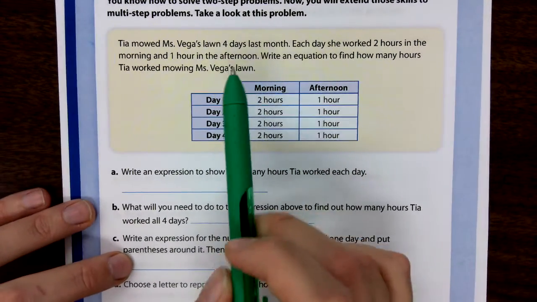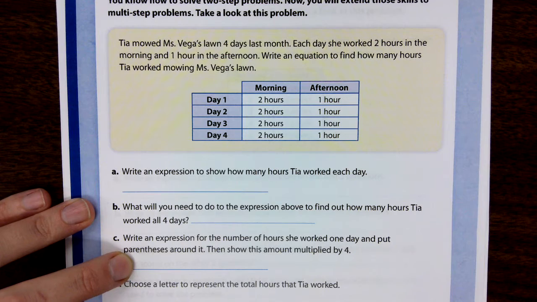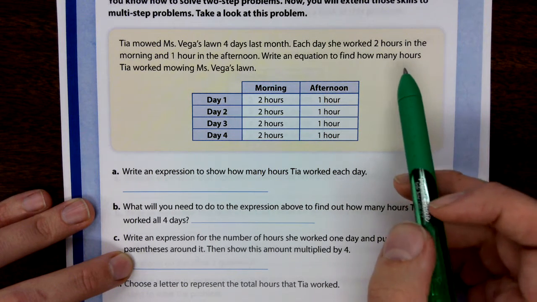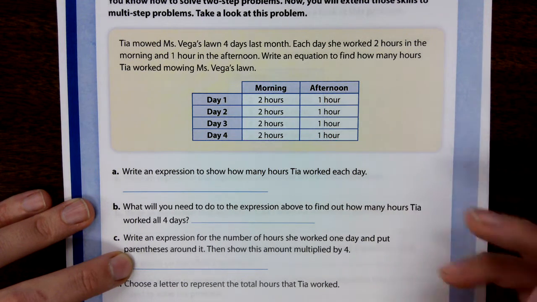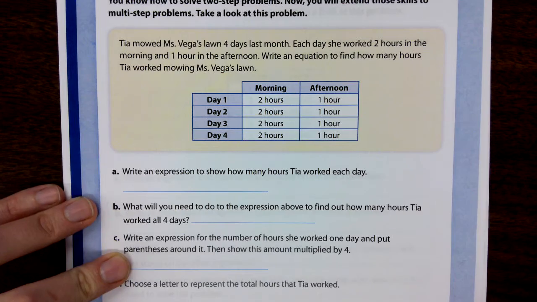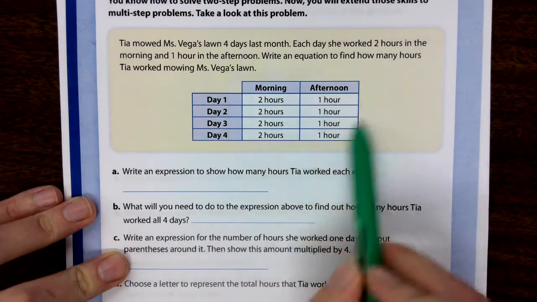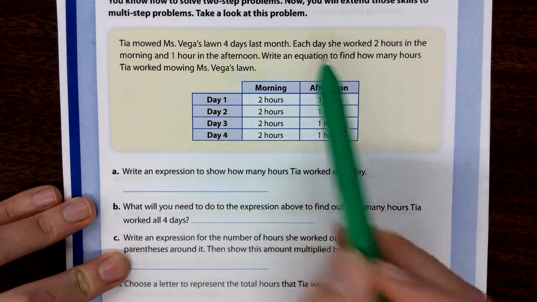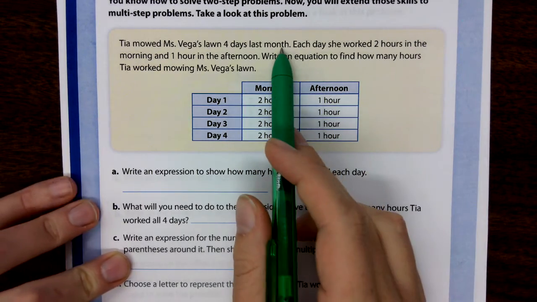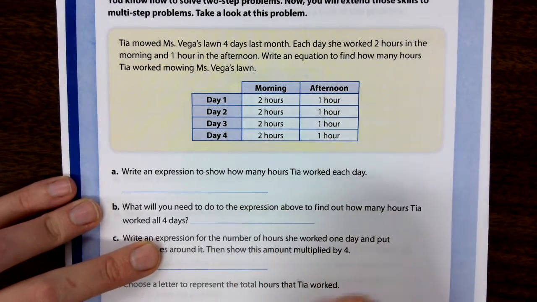Tia mowed Miss Vega's lawn 4 days last month. Each day she worked 2 hours in the morning and 1 hour in the afternoon. Write an equation to find how many hours Tia worked mowing Mrs. Vega's lawn. Okay, well, the first thing I'm going to do is I have a lot of information in here, but I also want to read the important information from the problem and figure out what it's asking me.